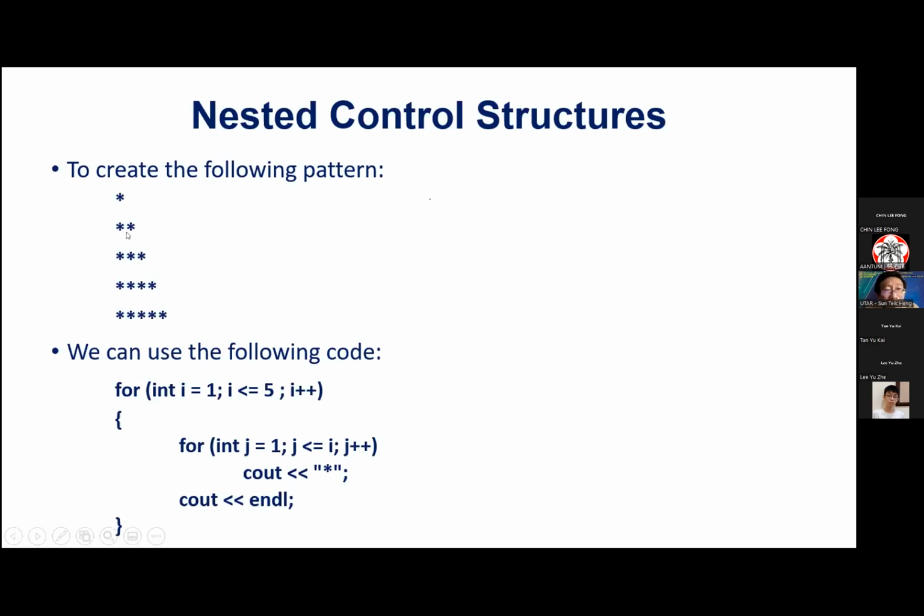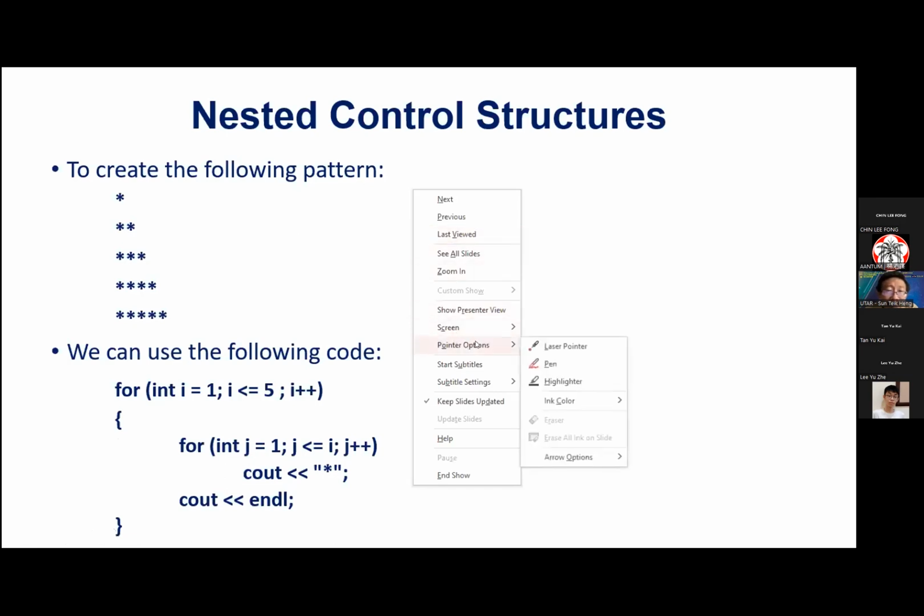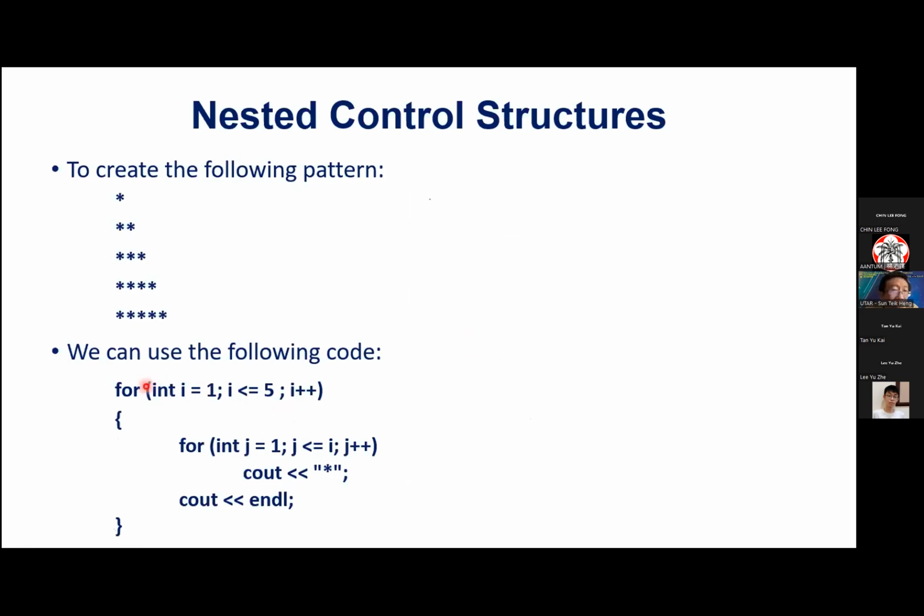Therefore, the number of stars that is going to be printed for each line will depend on the inner for loop here. The outer for loop will determine how many lines you are going to print. We are going to print 5 lines, 1, 2, 3, 4, 5 lines. Therefore, the outer for loop here will loop for 5 times.